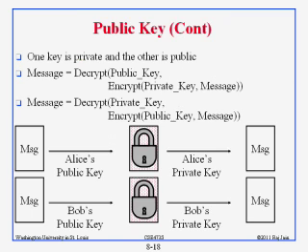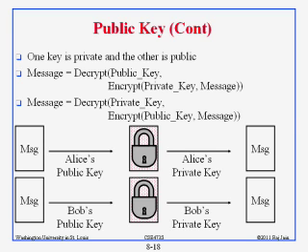All right. So let's see some examples. So one key is private, other is public. Suppose Bob wants to send a message to Alice, and he knows Alice's public key. Everybody knows Alice's public key, right? So Bob encrypts it with Alice's public key. Now this message cannot be decrypted by anybody other than Alice, because nobody else has her private key. Okay?